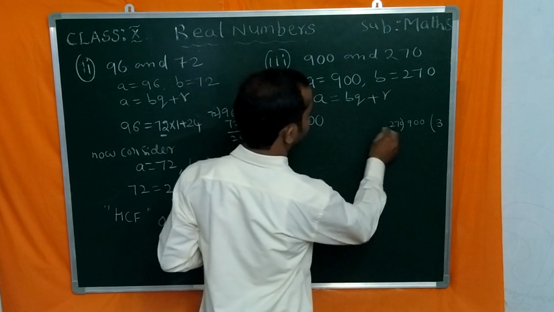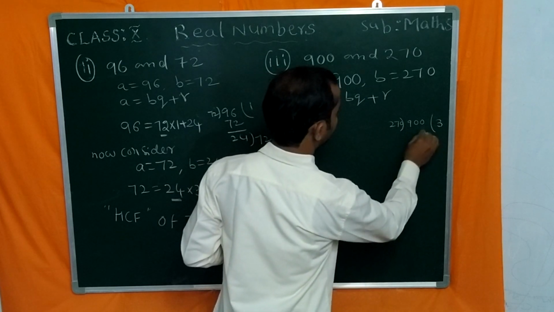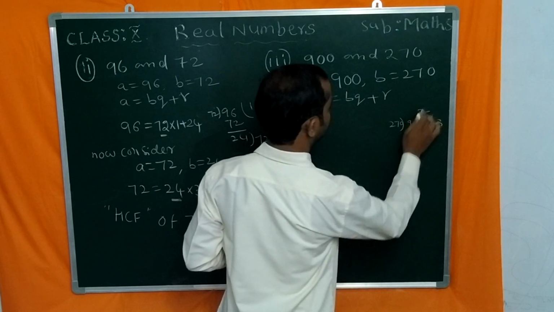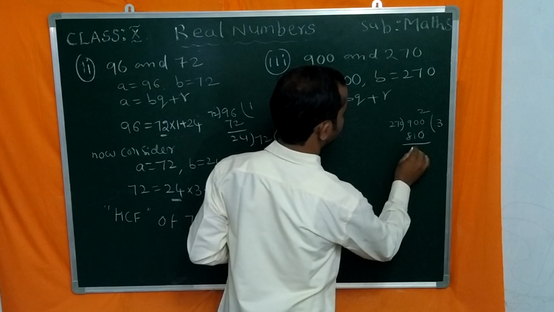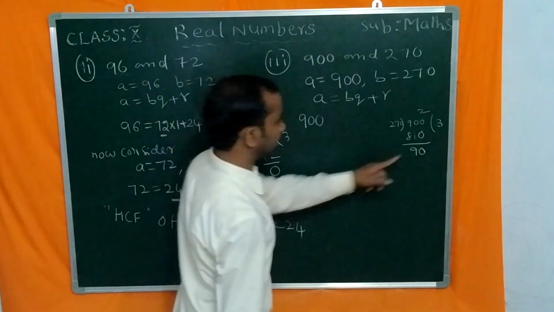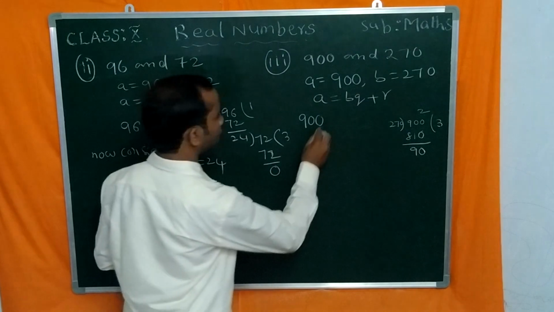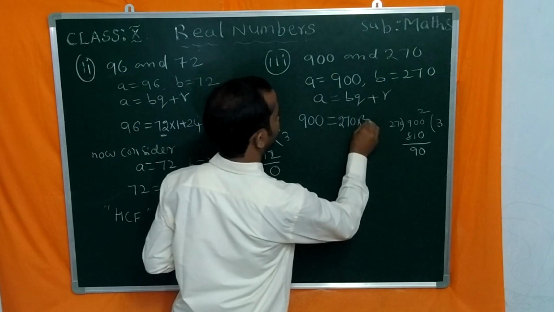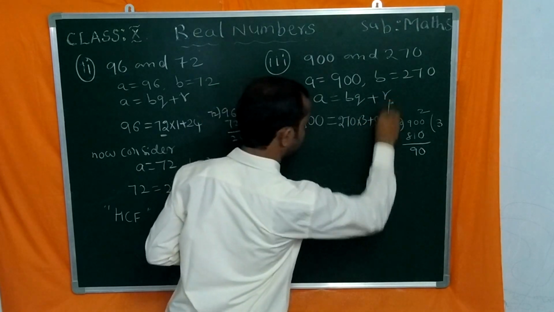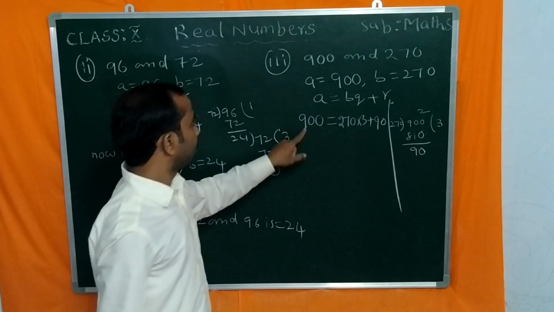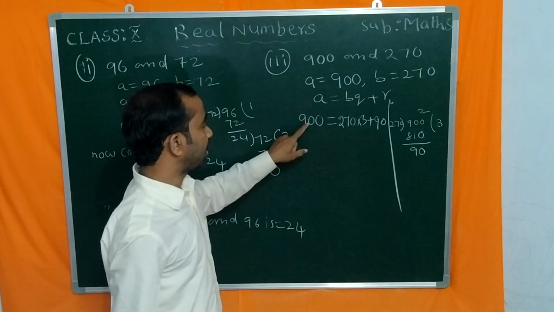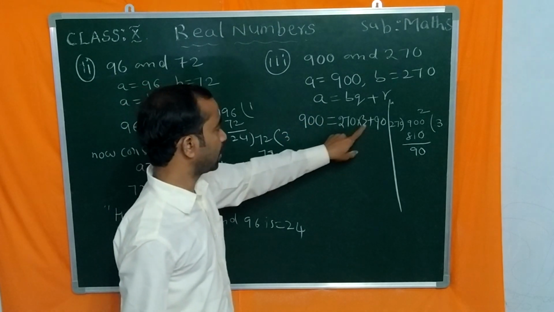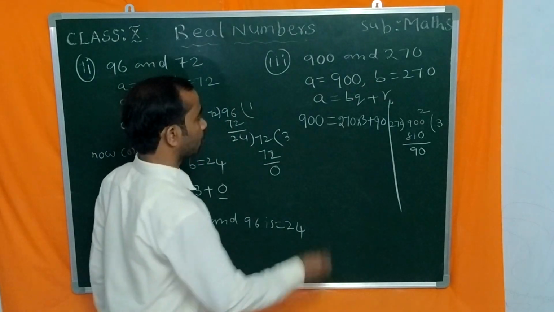900 divided by 270. 270 into 3 is 810. The remainder is 90. So 900 equals 270 into 3 plus 90. This is written as the Euclid division algorithm: 900 equals 270 into 3 plus 90.